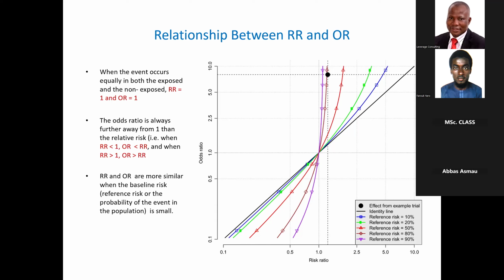Risk is probability, so it is between 0 and 1. It cannot be less than 0, and it cannot be greater than 1. The odds range from 0 to infinity.